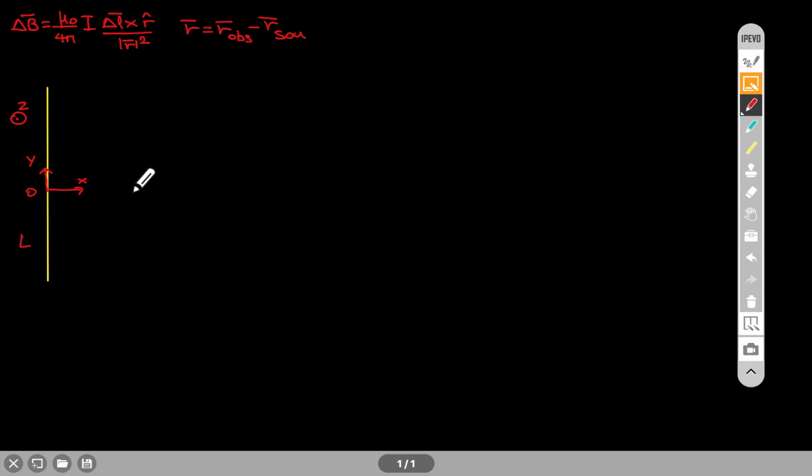Now, the observation location is, let's say, somewhere here. Okay, it is on the x-axis. So that means I will need to write r obs is equal to x, 0, 0.